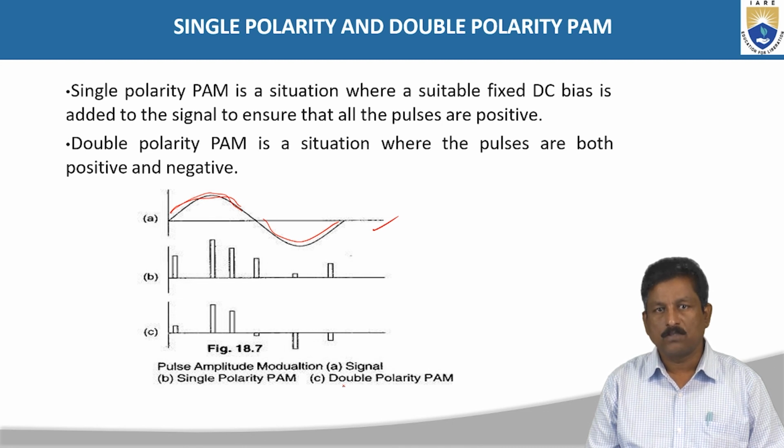So if we consider only the positive half cycles of the modulating signal, then it is known as single polarity pulse amplitude modulation. Then if we consider both sides, positive as well as the negative side, then it is called double polarity pulse amplitude modulation.